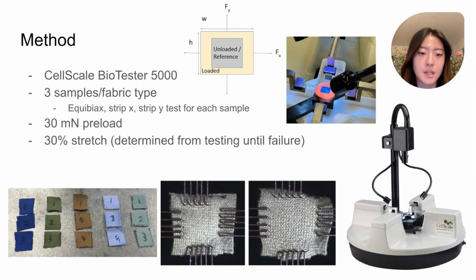For our data collection, we used the CellScale Biotester 5000 for biaxial loading. We prepared 3 samples for each of our 5 fabric types and conducted an equibiax, strip X, and strip Y stretch test for each sample. For fabrics that were anisotropic, we made sure to load the samples in the same mesh direction each time. A 30 millinewton preload was applied to prepare the samples, and a 30% stretch was applied for the tests.